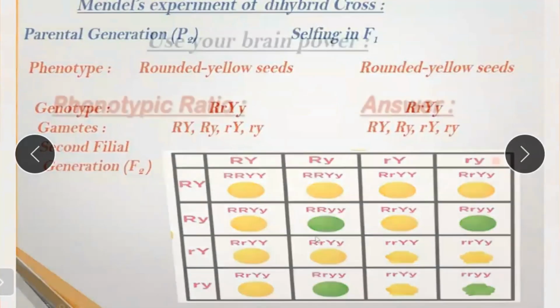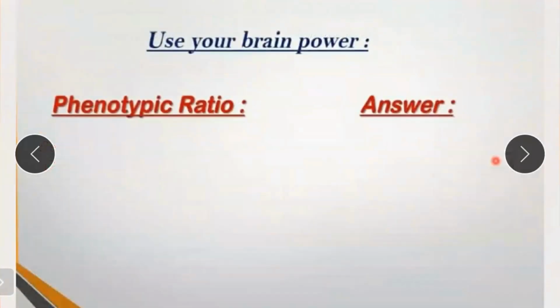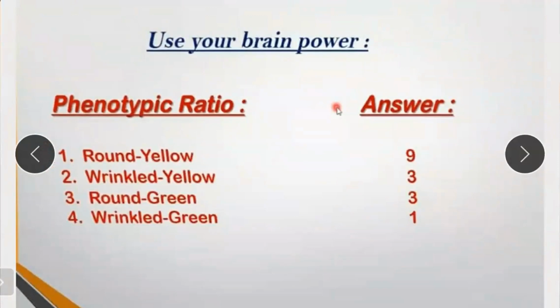Now, moving forward, use your brain power. Now we can study the phenotypic ratio and the answer. Just now we have counted round yellow seeds, total number 9. Wrinkled yellow, what is the number? 3. Round green, what is the number here? 3. What about the wrinkled green? It is 1. So this is all about the phenotypic ratio.